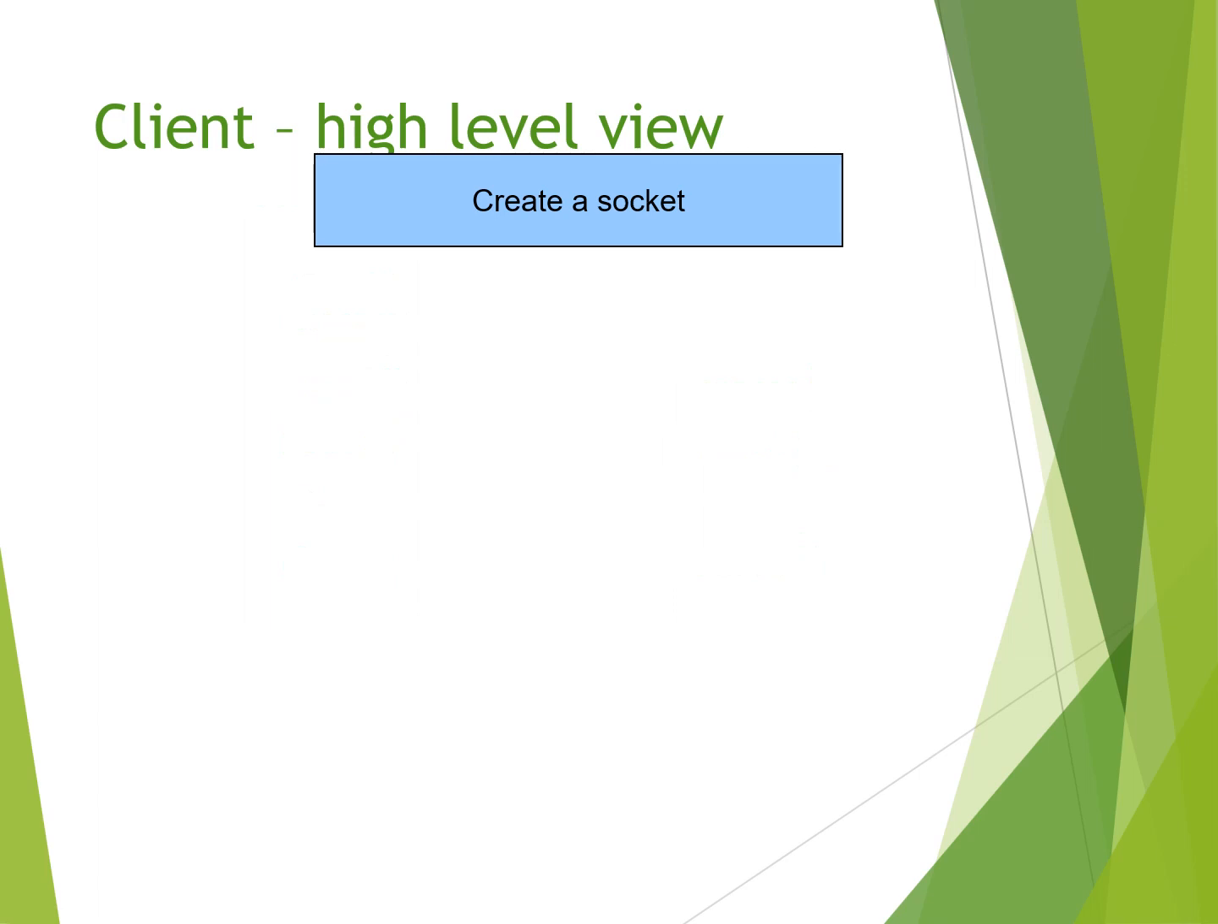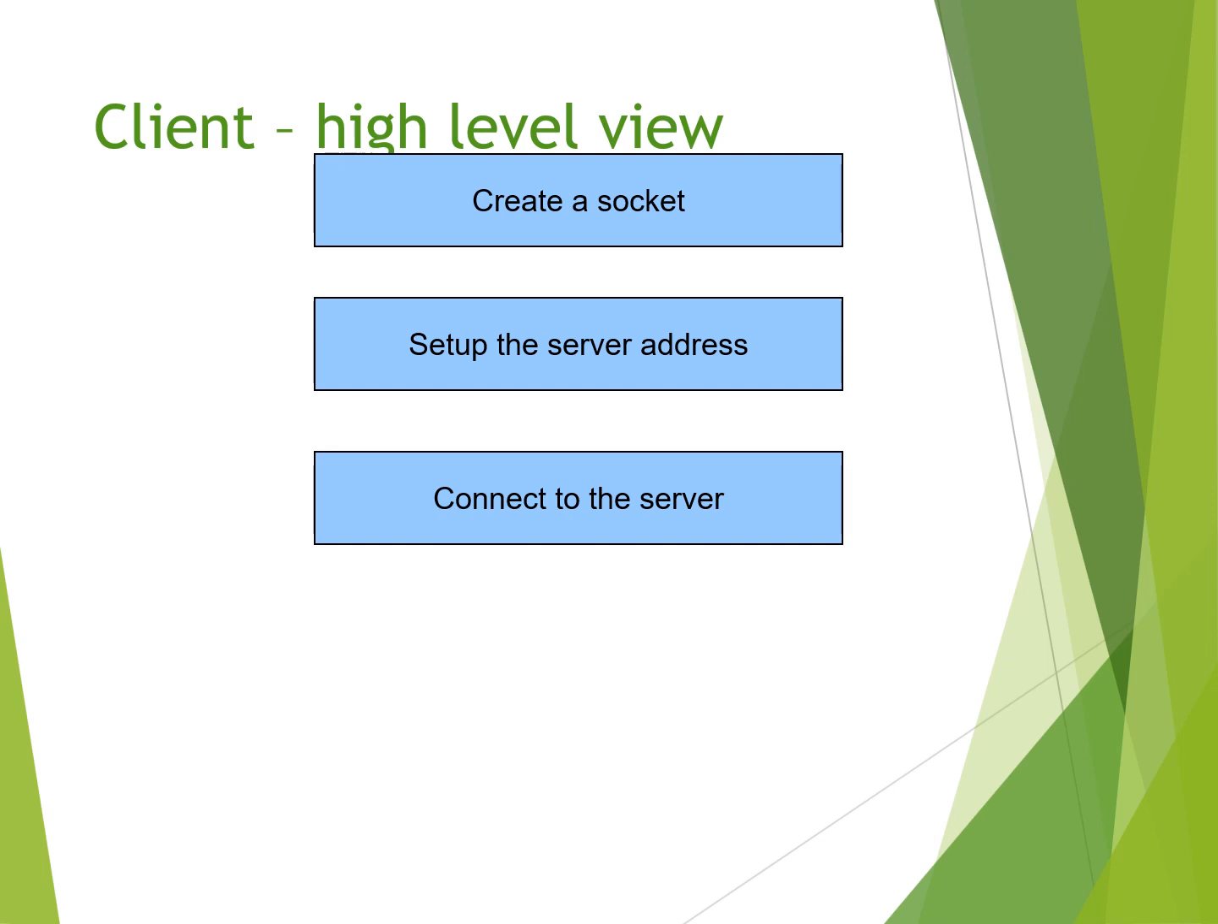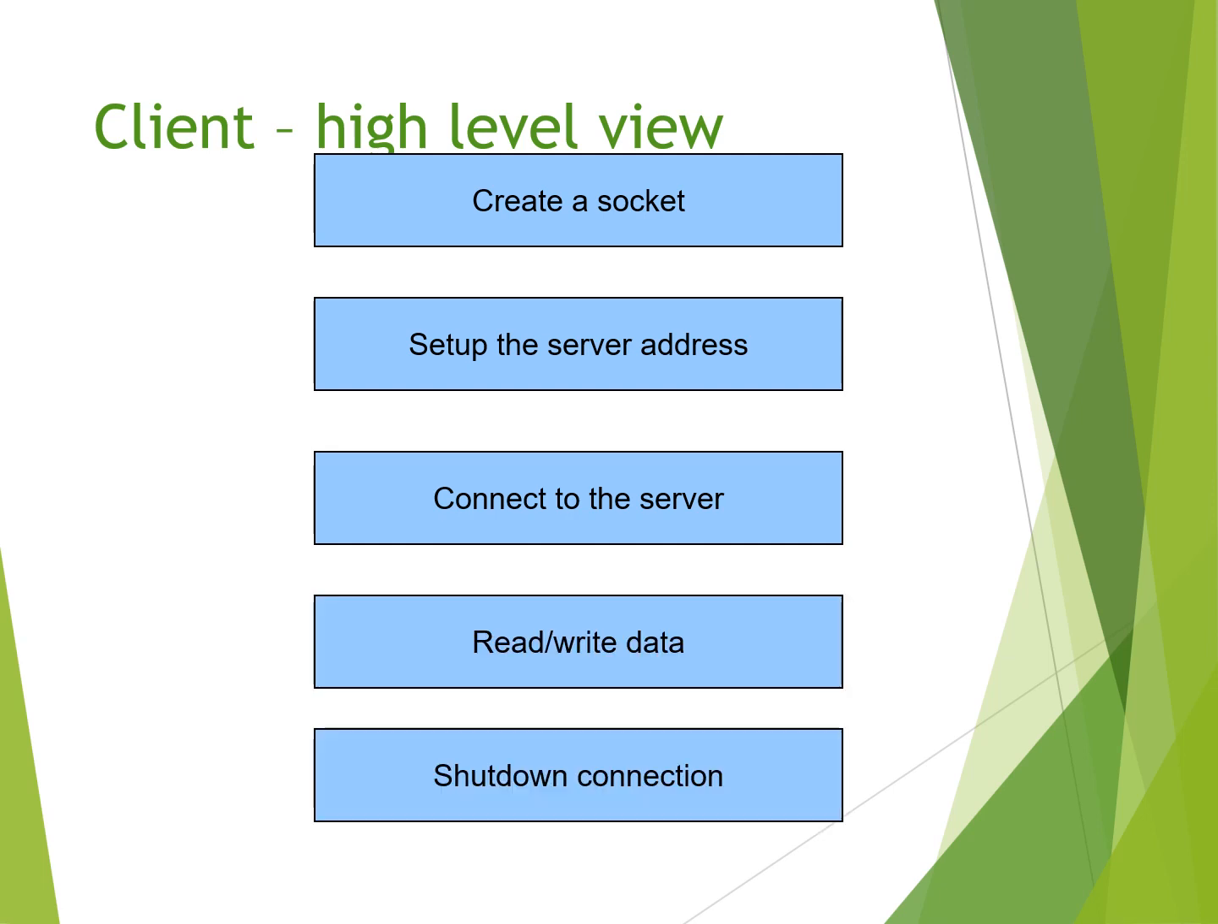And the next one, this is the diagram for the client. The first thing we see is how to create a socket, the second is to set up the server address, the third is to connect to the server, the fourth is to read and write the data, and then shut down the connection. So this is from the client side. We already discussed what is meant by server address. After connecting to the server, we read and write the data, and then we shut down the connection. Shutdown is nothing but closing the connection.